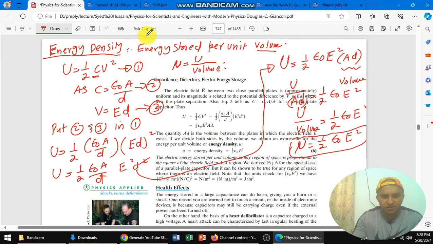Okay, thank you. To redefine: energy density is energy per unit volume, and we can find energy by using the formula U is equal to half CV square, and then we put the capacitance and voltage values in this formula and solve for U, the energy per unit volume.